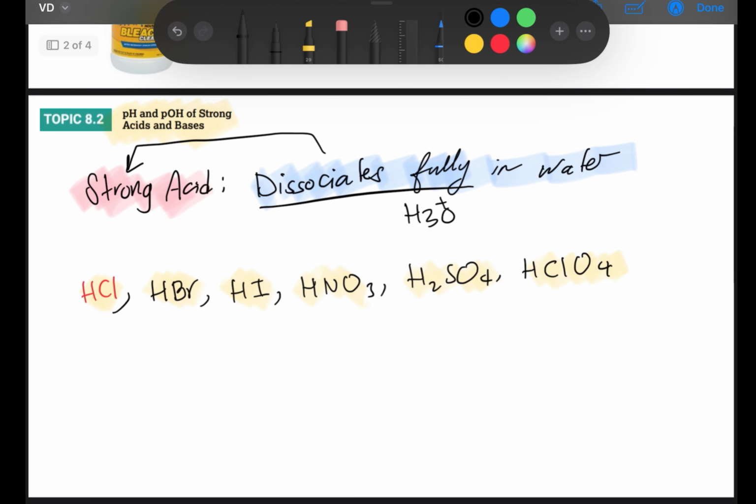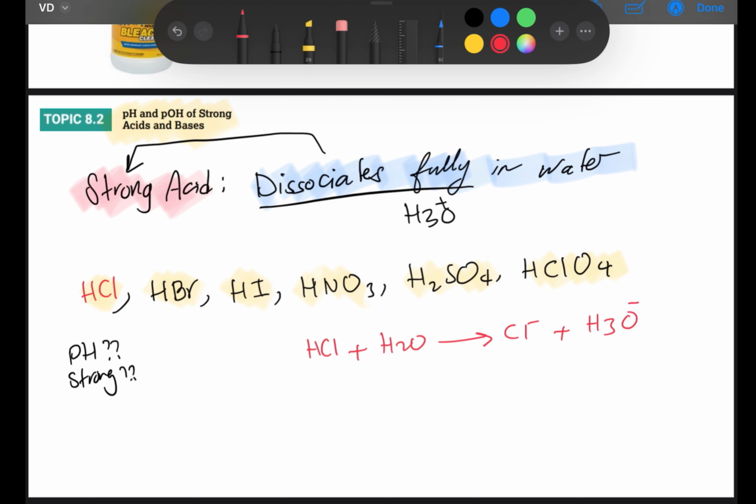Now, my question is, how can I calculate the pH of a strong acid? How can I do it? If we put HCl in water, it will start to dissociate and give you the conjugate base in addition to H3O plus. And since we have a production of H3O plus, this is acidic for sure. We have one arrow that goes in the forward direction. The presence of a single arrow tells me that the reaction is favored in the forward direction.